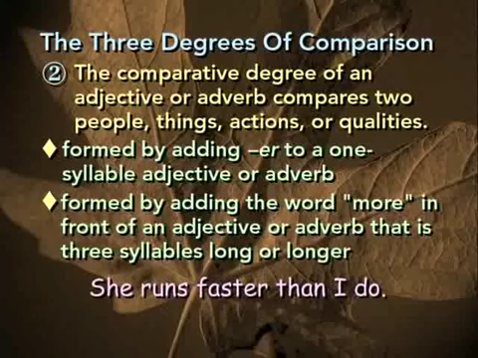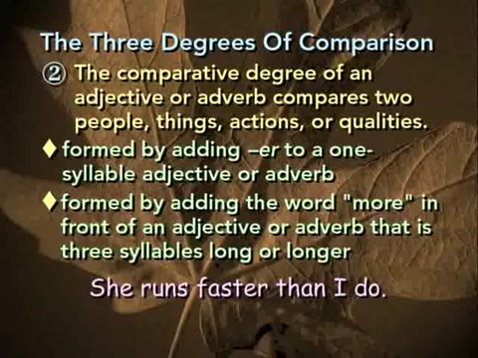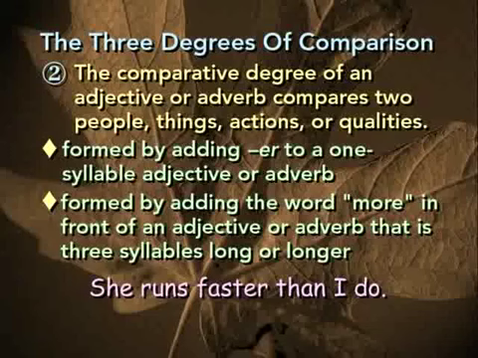Here's another example, this one using an adverb. She runs faster than I do. Here we've taken the one-syllable adverb fast and made it into the comparative degree by adding er at the end, because two people are being compared, she and I. She runs faster would be the correct use of the comparative form of the adverb.